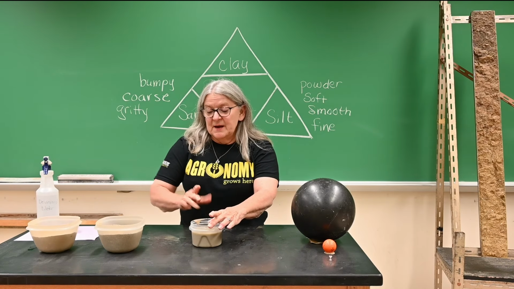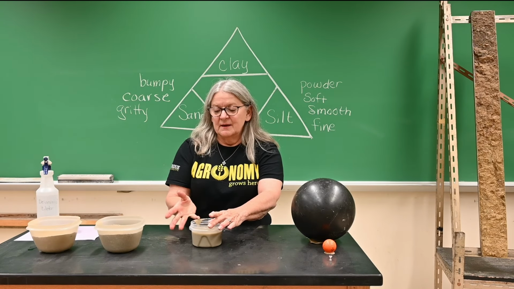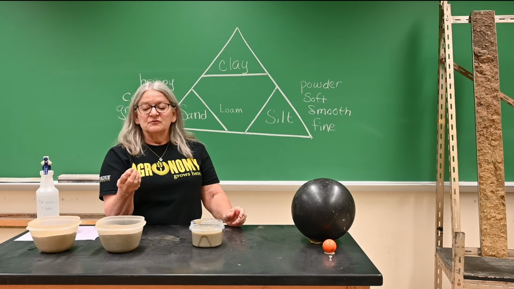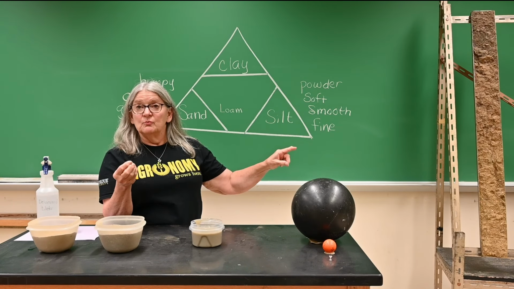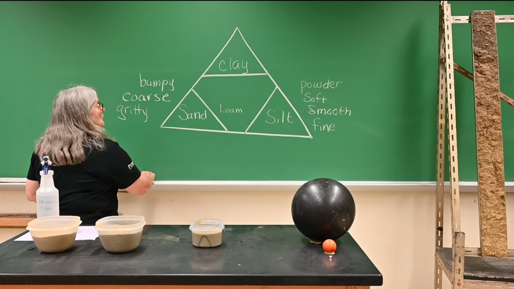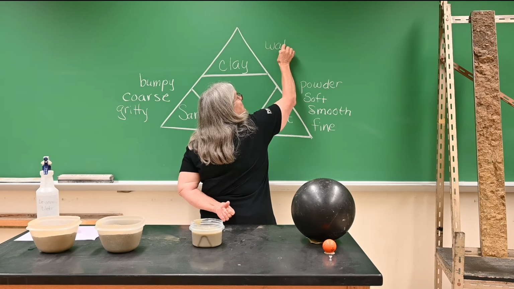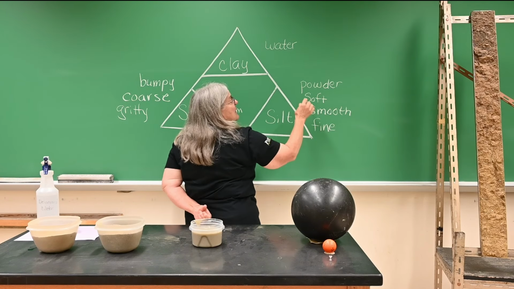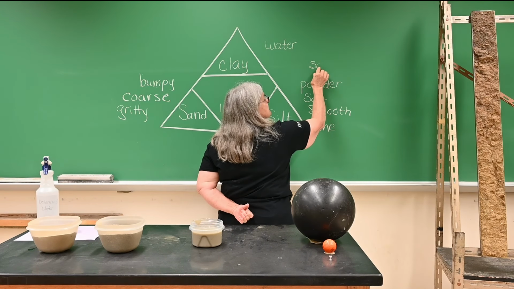When we're talking about the clay, we're talking about the gooey part. We're talking about the amount of clay that you would find in a clay loam, or if you had a clay. So the clay holds onto the water. The silt is what gives us the softness.